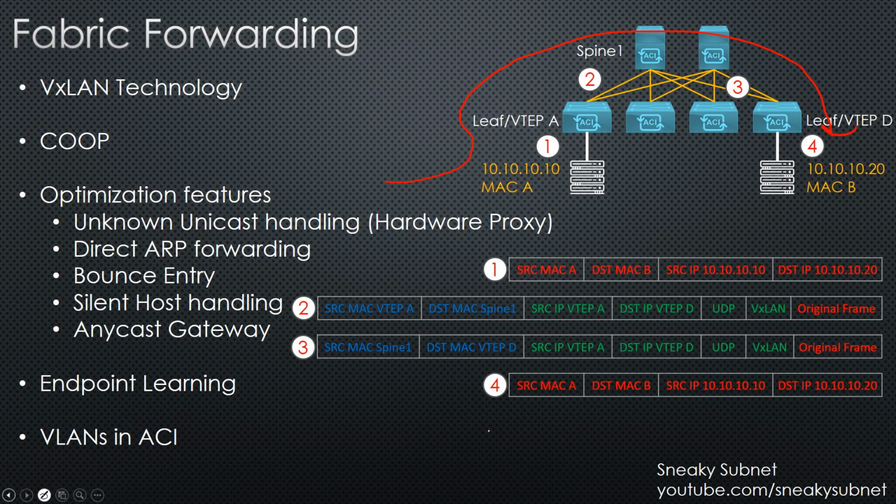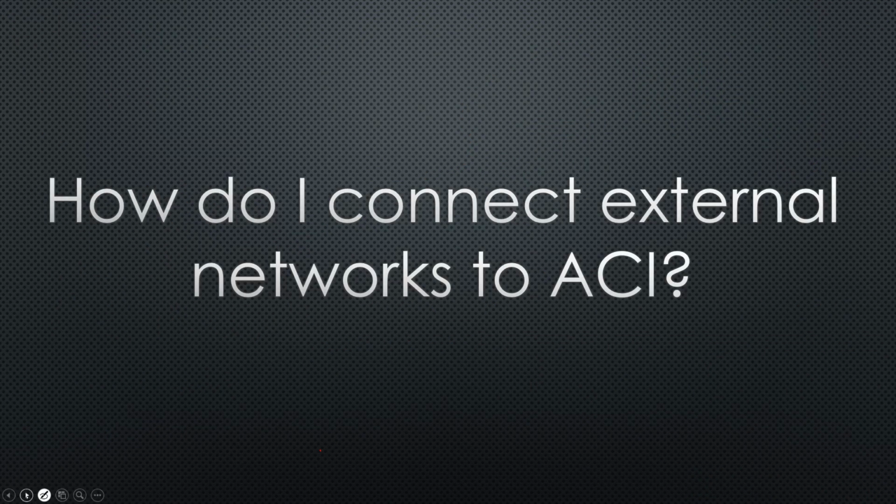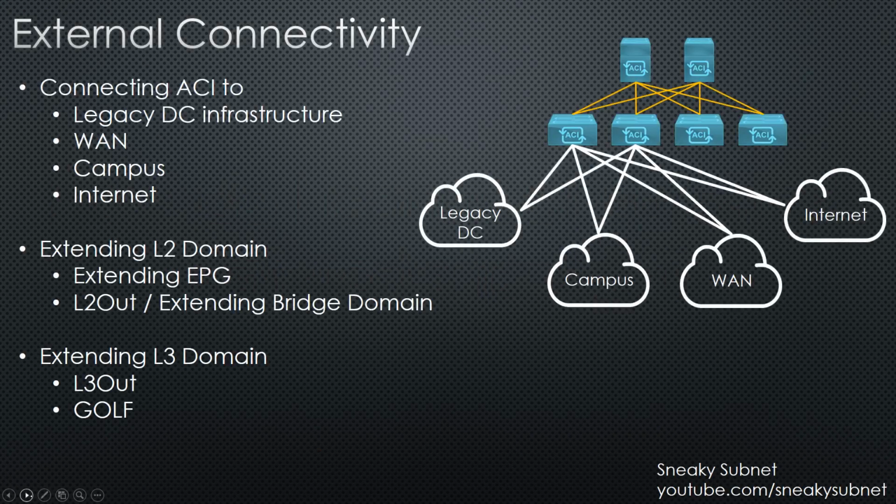Now let's discuss how ACI connects to external networks. So how do I connect external networks to ACI? ACI is just a part of your IT infrastructure, so it must be connected to other pieces of your network like legacy data center infrastructure, wide area network, campus, and the internet. ACI can extend both Layer 2 and Layer 3 domains. Layer 2 domains can be extended by stretching EPGs or by stretching bridge domains. First case is pretty simple in terms of configuration, but second requires creation of a construct called L2out. As you may have guessed, this construct is a part of Tenant Policies.